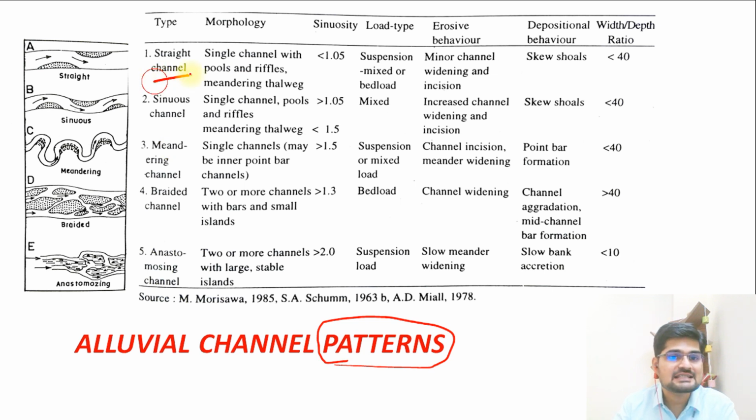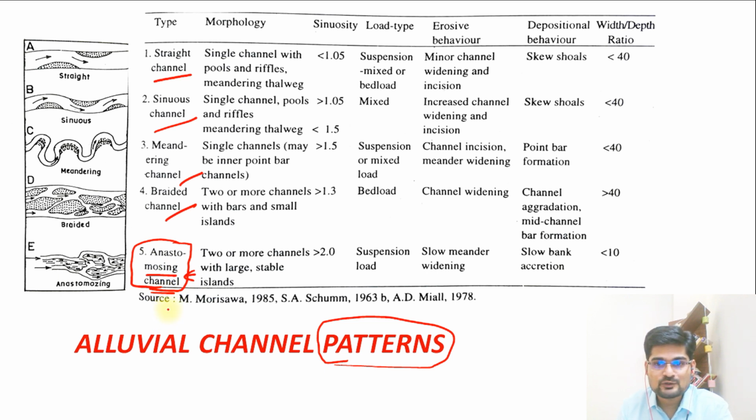So one is straight channel, sinuous channel, meandering channel, braided channel. Then something new here is this term, anastomosing channel. And apart from this anastomosing channel, there is something else which is also important, which we are going to learn in the next slide. So remember these names, and further what we have in this table, you can pause the video and watch it here.